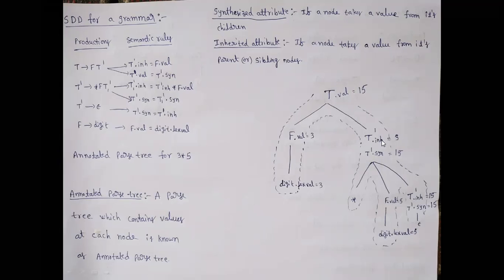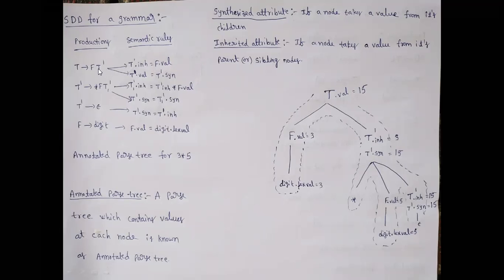Here we are having an inherited attribute. So we are considering this production: T produces F T dash. We have two semantic rules. The first is T dash dot inherited is equal to F dot value.